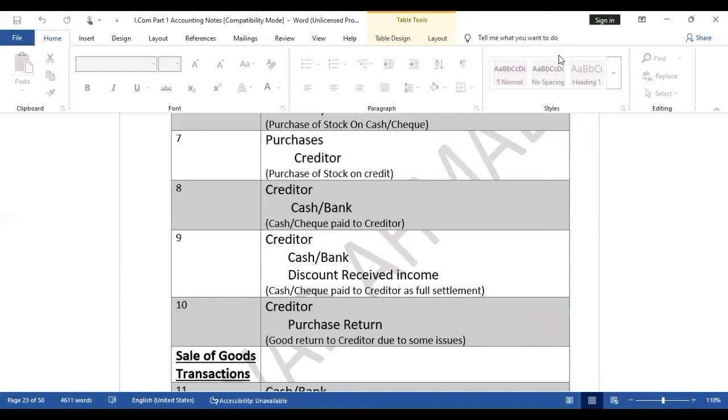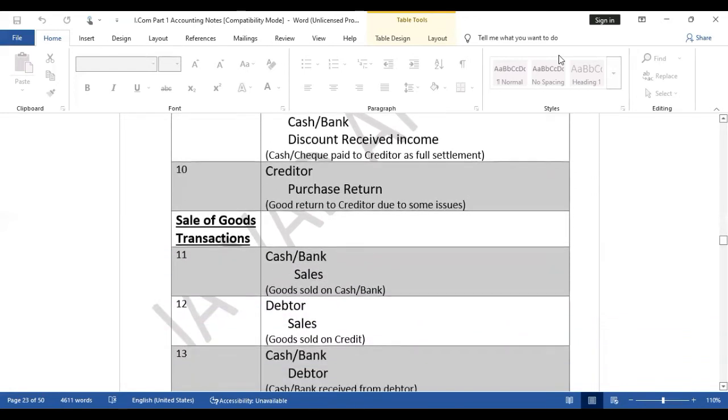It is a sort of income that we have earned while paying our creditors from whom goods have been purchased on credit. And when some saleable goods have been returned to the creditor or to the vendor, the entry will be creditor debit, purchase return credit. It means that some saleable items are such that we do not require them now and need to be returned back to the vendor.